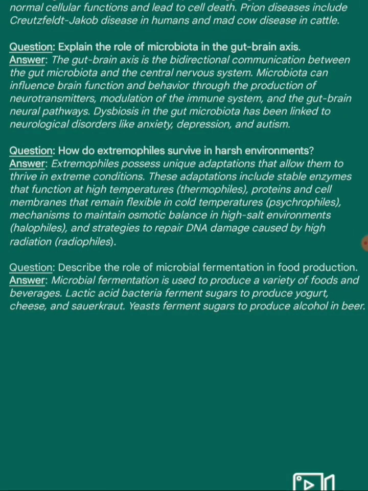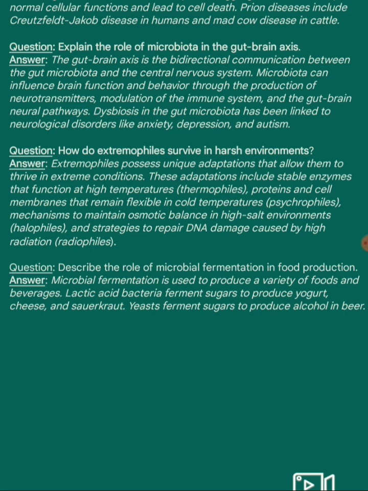Next question. How do extremophiles survive in harsh environments? Answer. Extremophiles possess unique adaptations that allow them to thrive in extreme conditions. These adaptations include stable enzymes that function at high temperatures, thermophiles, proteins and cell membranes that remain flexible in cold temperatures, psychrophiles, mechanisms to maintain osmotic balance in high salt environments, halophiles, and strategies to repair DNA damage caused by high radiation, radiophiles.